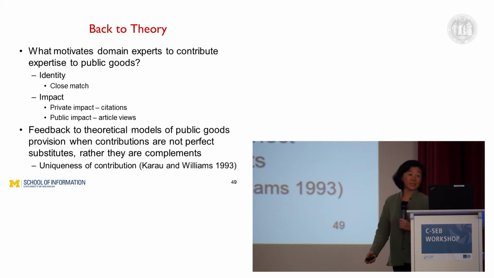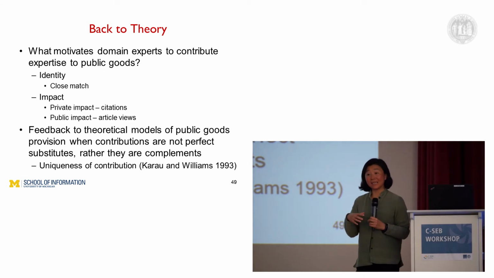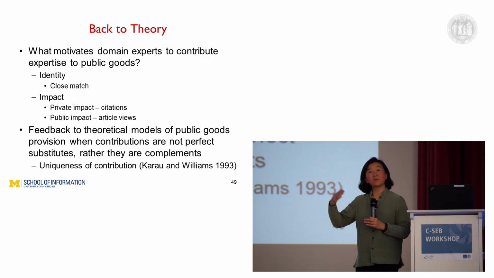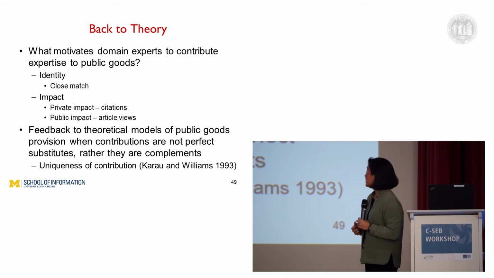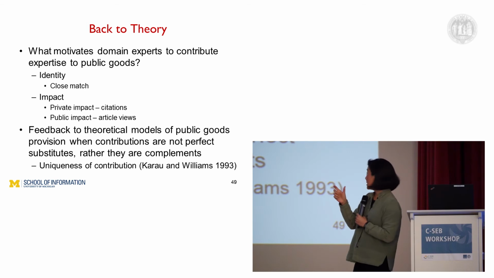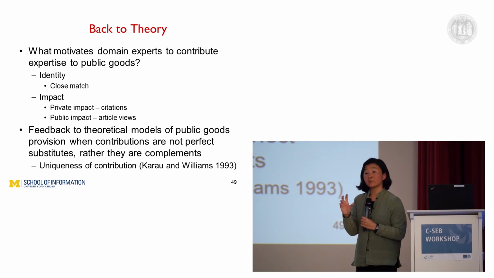So the last part is thinking about going back to theory. What motivates domain experts to contribute expertise? So this is rethinking the public goods problem, not from the perspective of monetary contributions, but when everyone's unique in some way. So identity seems to be an important lever. One can interpret the close match both as an enhancement of identity and as a reduction of the cost of contributions.